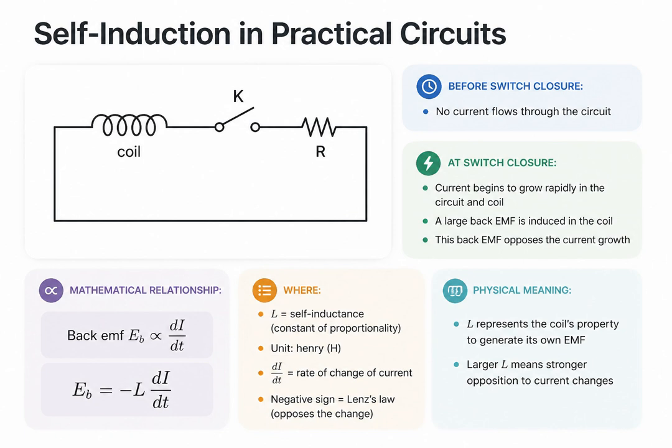The constant L, measured in henries, is the self-inductance. It quantifies how strongly the coil opposes current changes. A larger inductance means a stronger back EMF for the same rate of change. The negative sign ensures the back EMF always opposes the change, consistent with Lenz's law. This opposition is why inductors smooth out sudden current changes in circuits.